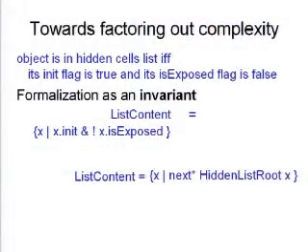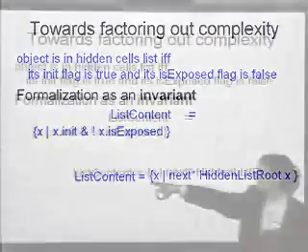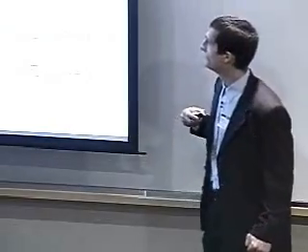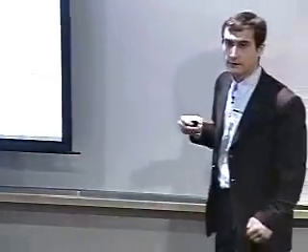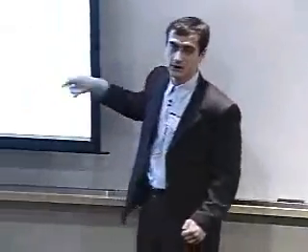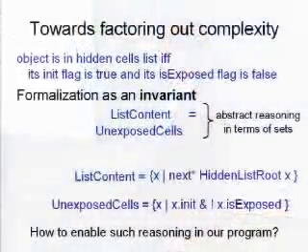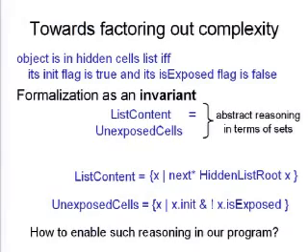Well, I'm going to give names to these sets. Namely, we have a set of objects that are in the list. Let's call it list content. I'm going to give a name to the other set, the set of unexposed cells. And so now what we want to do is prove that these two sets remain equal. And the way we would like to do that is by not worrying too much about how they are defined. So most of the time we wouldn't like to depend on how these sets are actually defined.